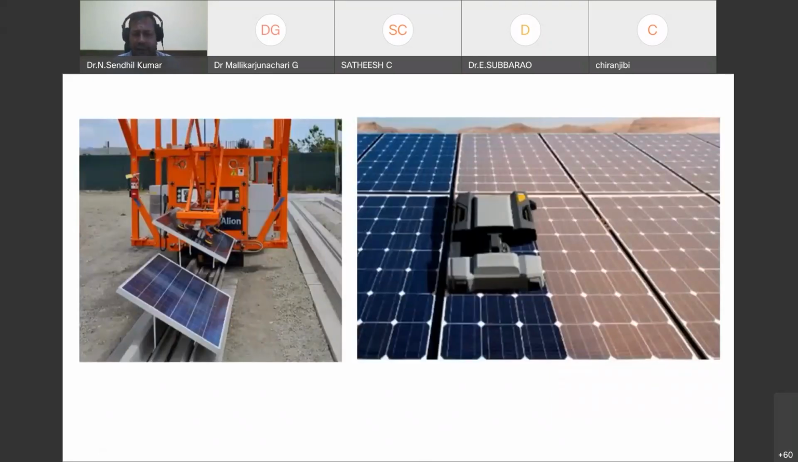Now you can see further examples. The more things you can see, the more it is used, and assembling also. PV panel assembling means, once the PV panel is produced, that is fabricated, the on-site assembling is also done by using robots actually.